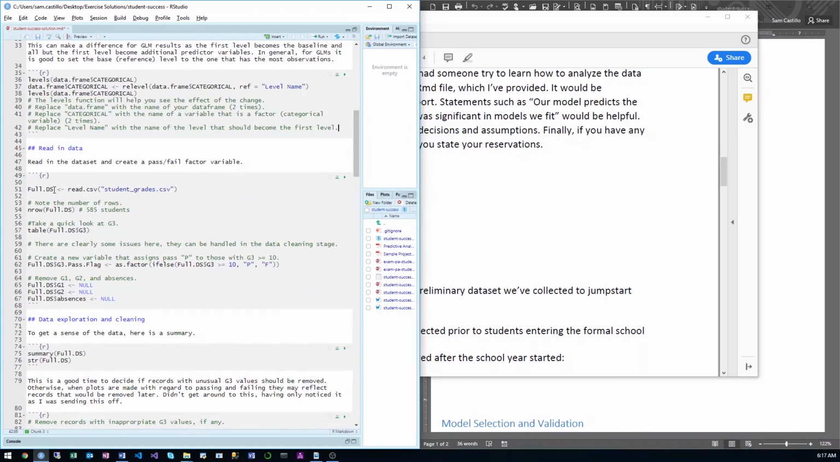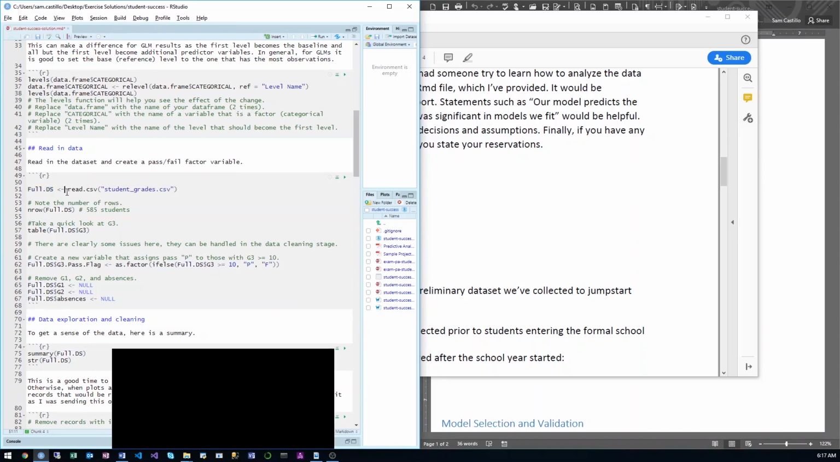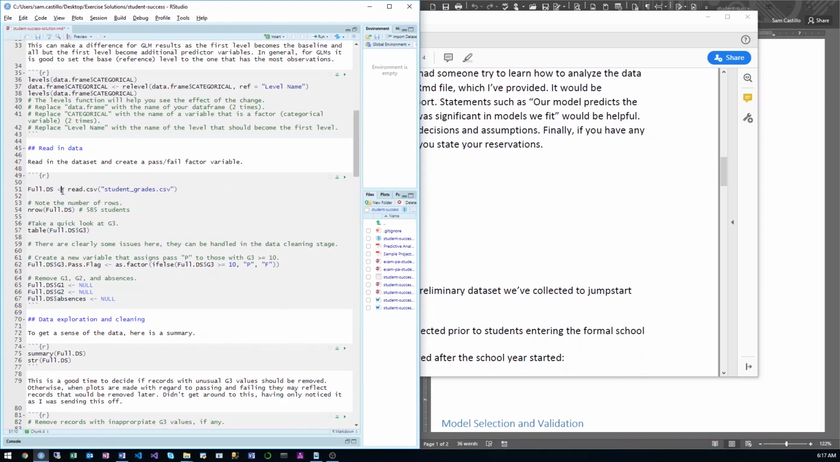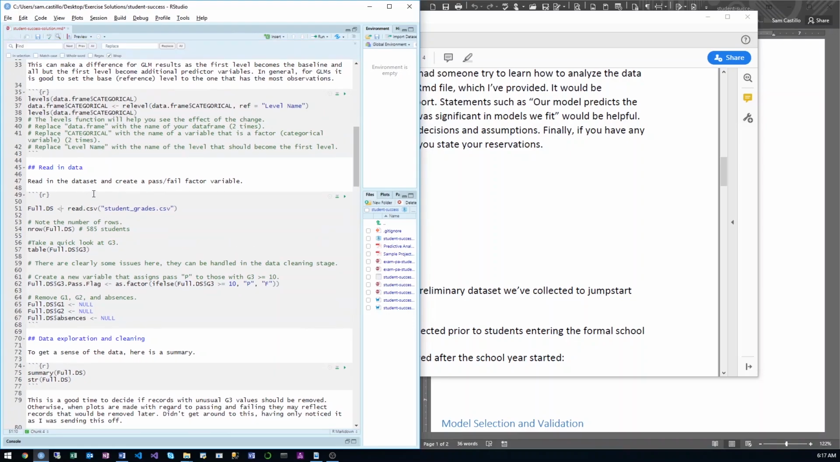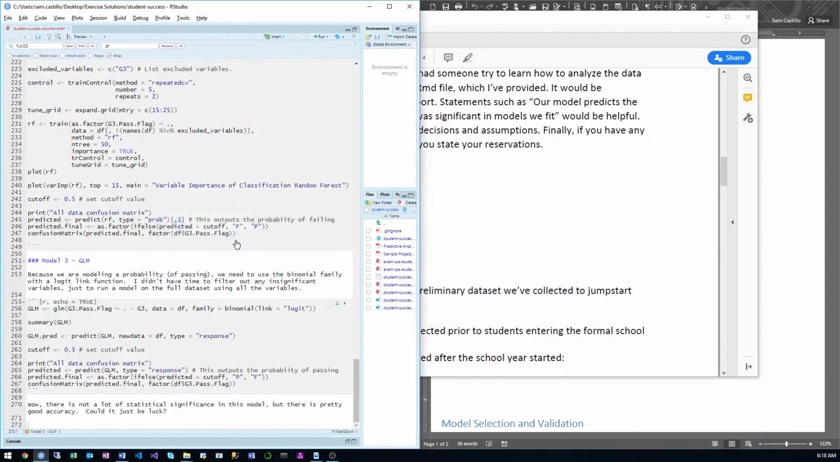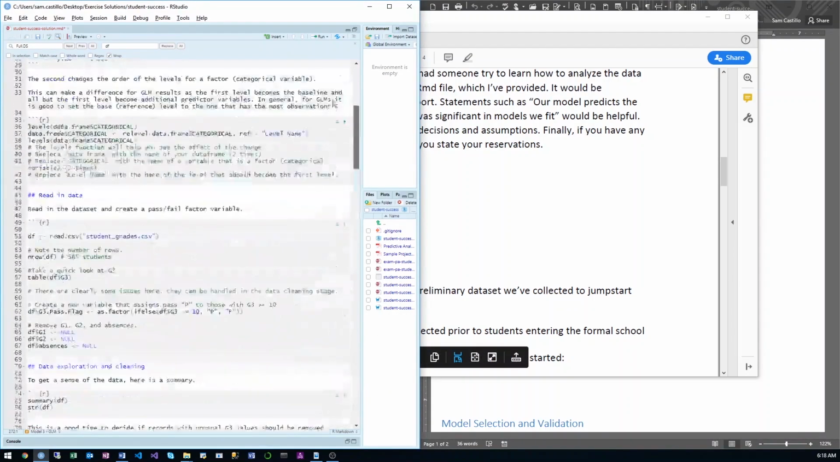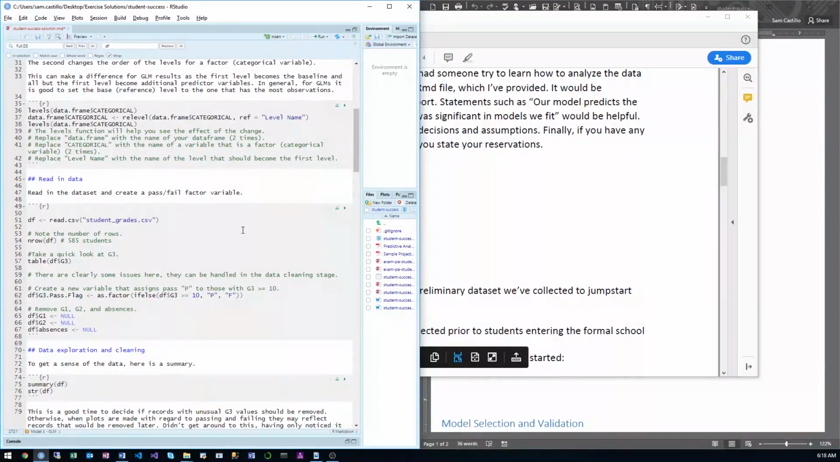And they call the dataset full.ds, which in my opinion is a terrible name because it takes so long to type and it requires capitalization. So I'm going to press Control F and then copy and replace this with just df, which I think of as data frame, which is just very easy to type because the D and F are right next to each other on the keyboard. So now I don't actually read the data because it's already in the R library. So I'm just going to call that student success.